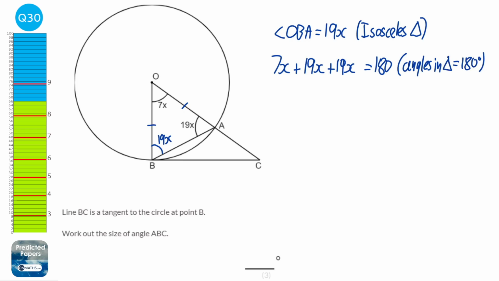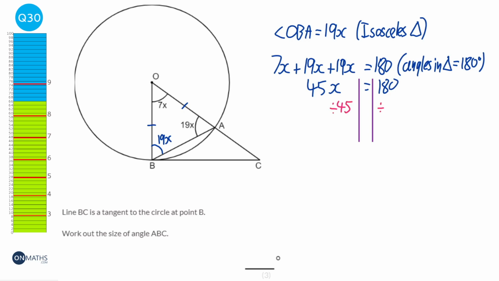Okay, so that's going to be 45x equals 180, and let's get our solving lines in. And we're just going to divide both sides by 45. Okay, so we've got x equals 180 divided by 45, which is 4.